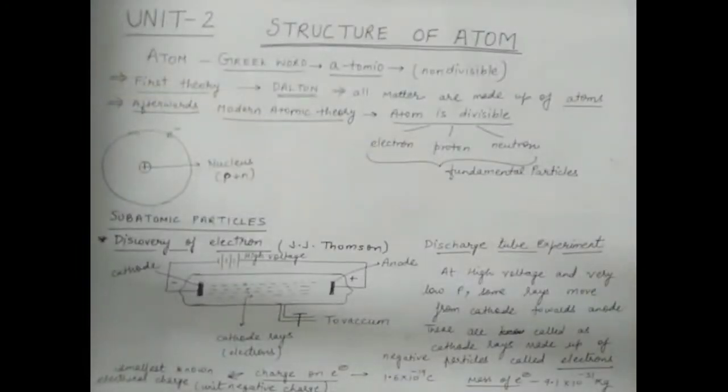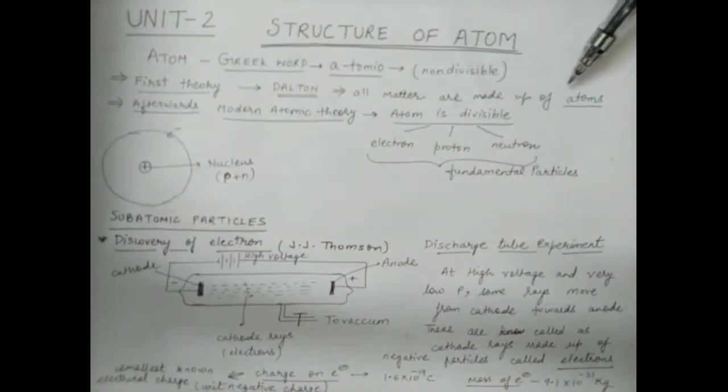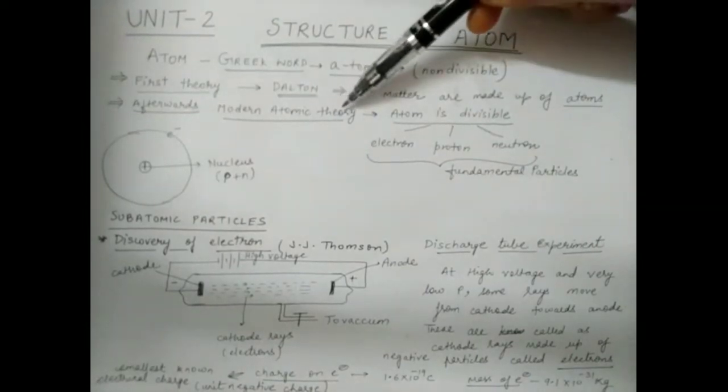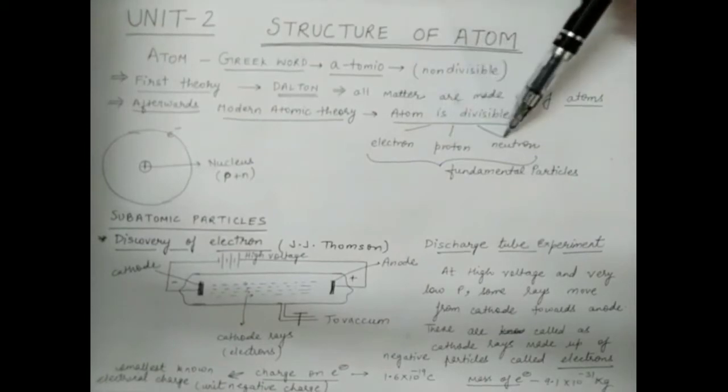Now let's begin with the second unit, that is structure of atom. The word atom is derived from a Greek word, atomio, which means non-divisible. Dalton said that all matter is made up of small indivisible particles which are known as atoms. But afterwards, it was discovered that the atom is divisible. It is further divided into fundamental particles, subatomic particles: electrons, protons and neutrons.